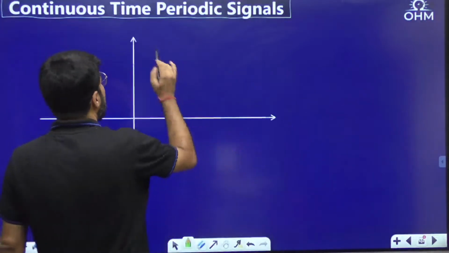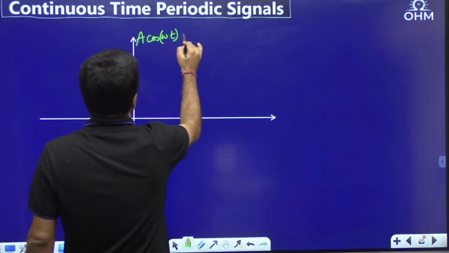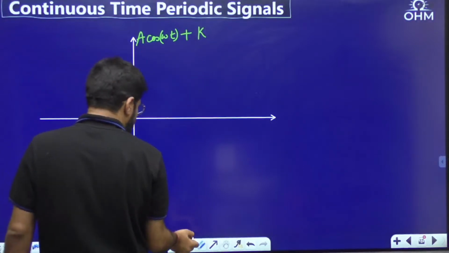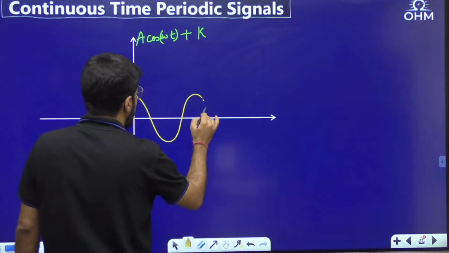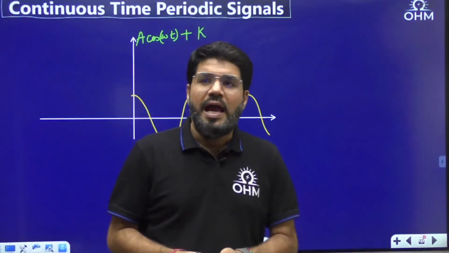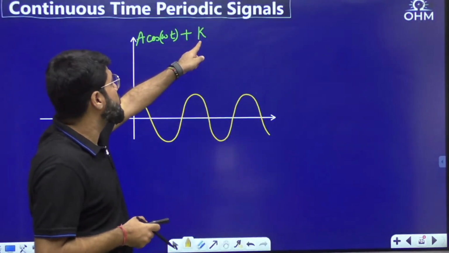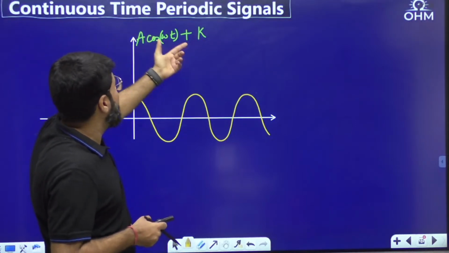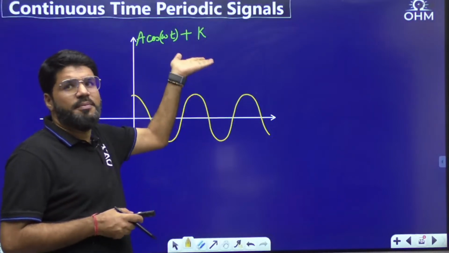Suppose I take any signal A cos omega t, added with some constant k. If the constant was not there, this is how we draw the cosine waveform. But there is a constant k added, and that is the effect of this constant: every value of the signal, for all values of time, is going to be uplifted by some value k.